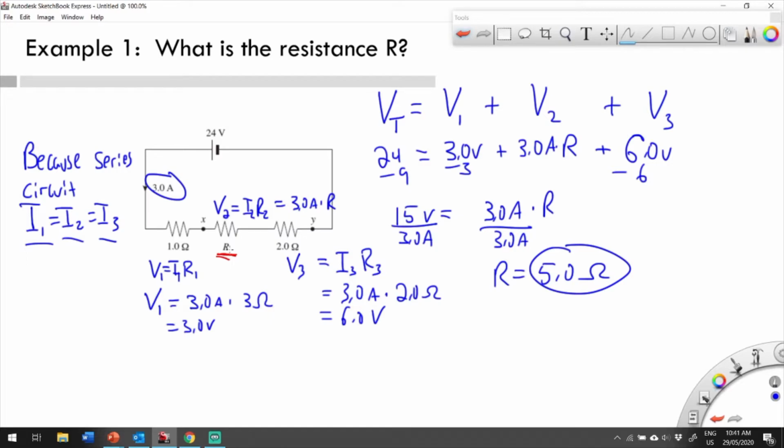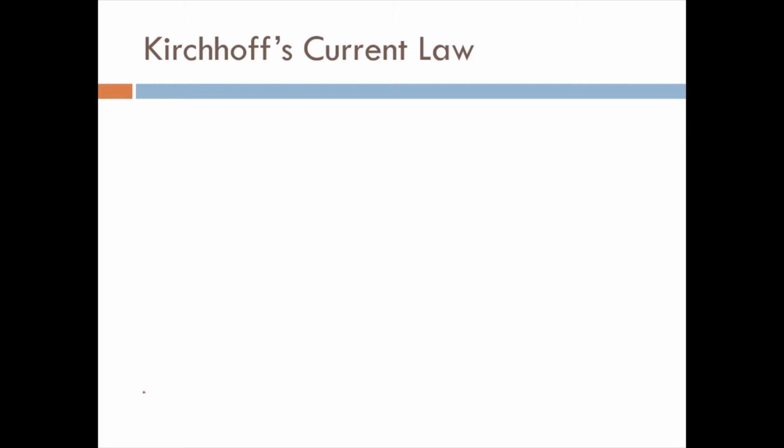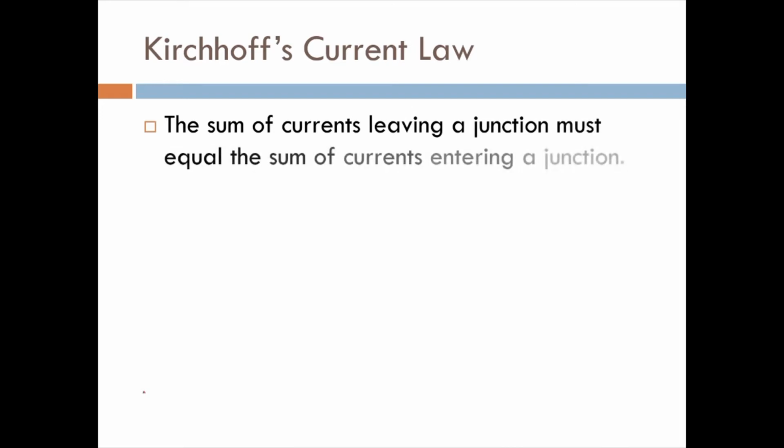Now, what do we do with multiple paths? Because with multiple paths, we have more than one current. And this is where Kirchhoff's current rule will come into play. Kirchhoff's current rule is in a roundabout way saying that the amount of charge flowing through the circuit doesn't change. The way it's worded is that the sum of currents leaving a junction must equal the sum of currents entering a junction. And this is really, again, a conservation of charge.